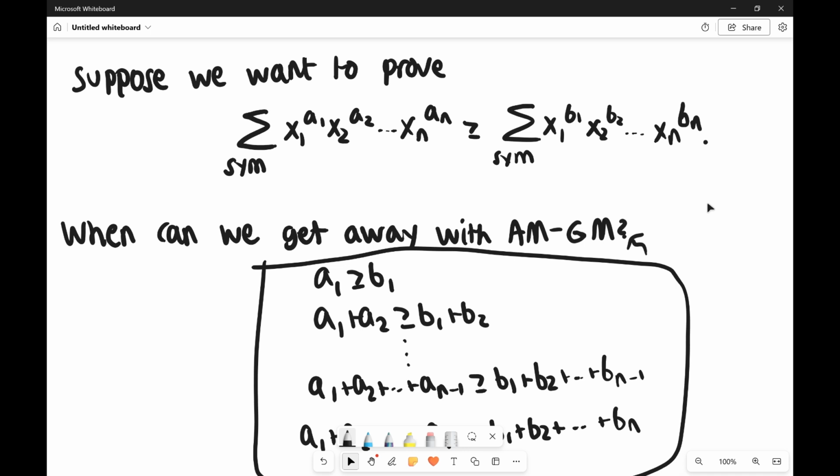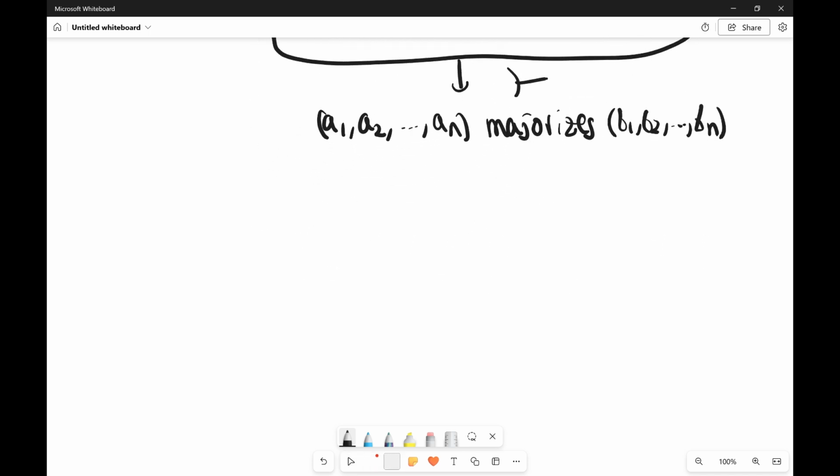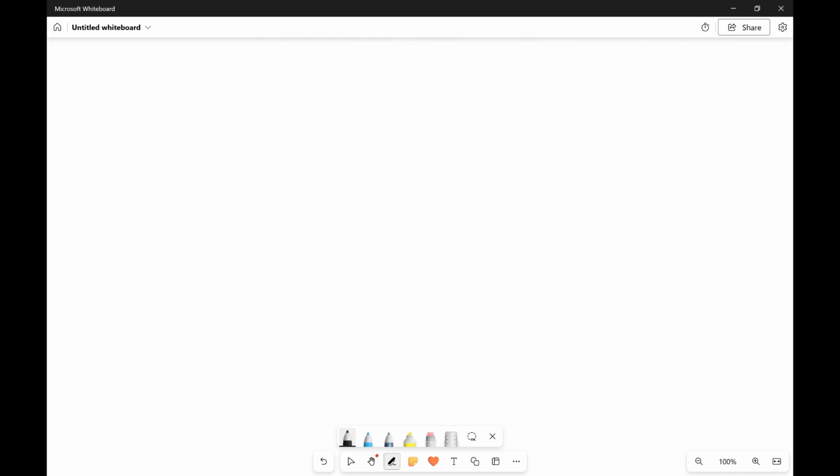Notice that if the Muirhead condition does not hold, that does not mean the inequality is not true. We'll see examples of this in a later video. But for now, we have this AM-GM and Muirhead toolkit in our box, so let's look at another example.